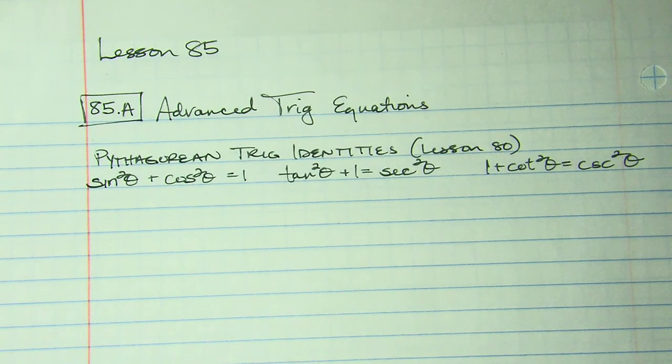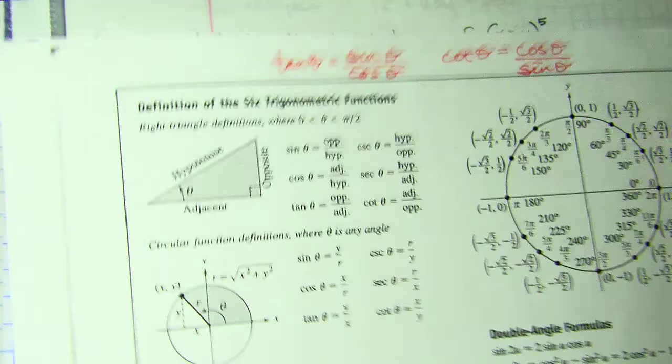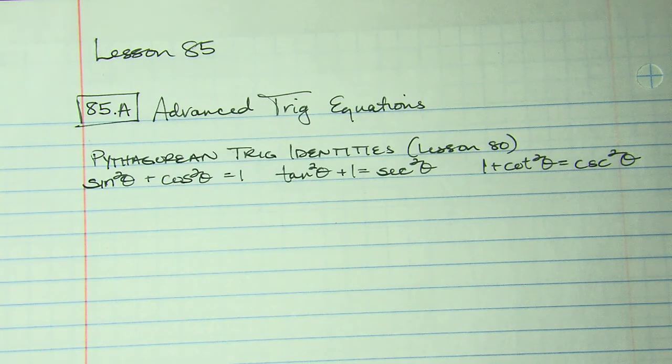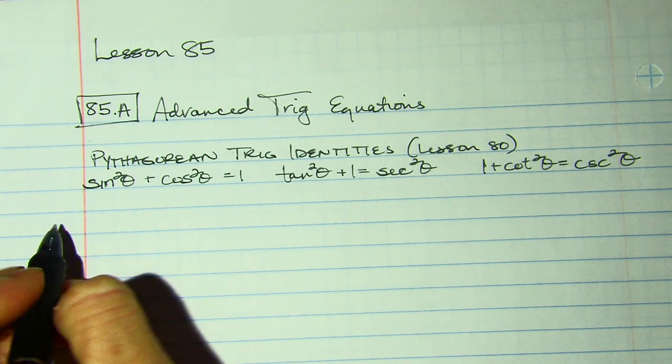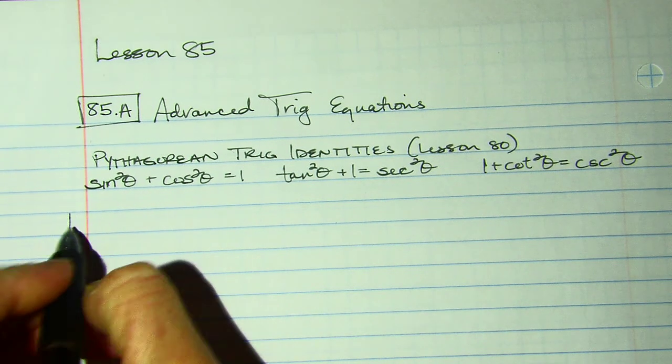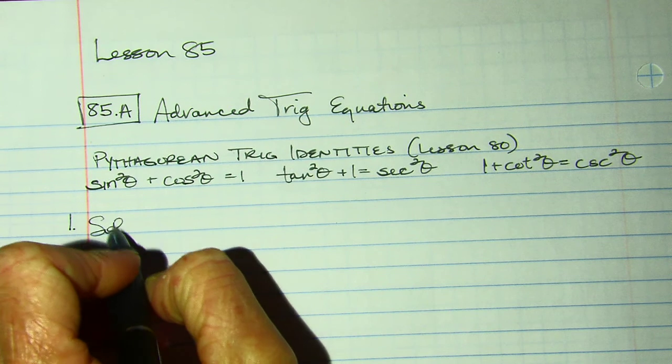So if you have your Trig Identities sheet, that would be great. If not, I have recorded the 3 identities we're going to be using. They're under the title Pythagorean Trig Identities, and there's 3 of them. And so we're going to be using these identities today. So we're going to be solving trig functions. So there's a lot of review in here.